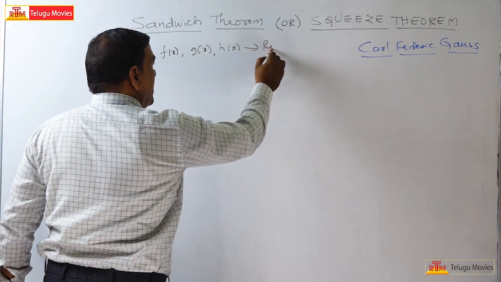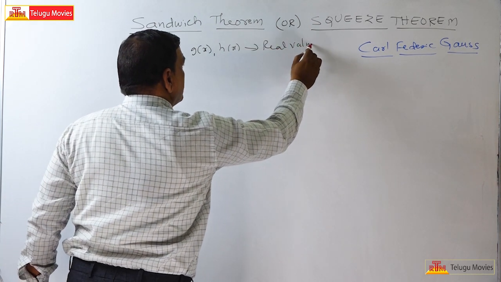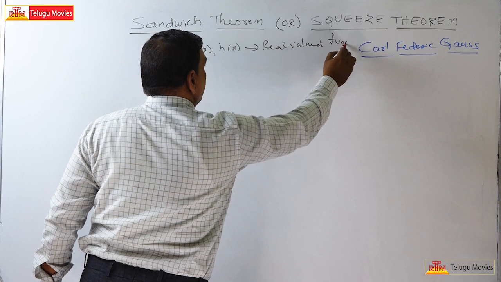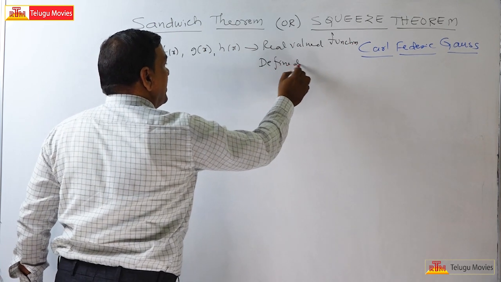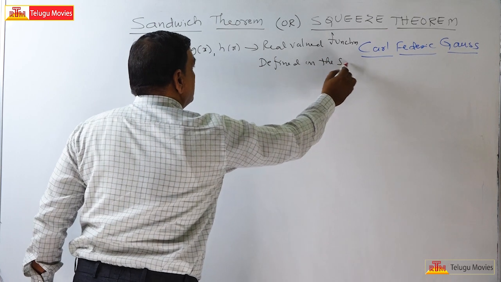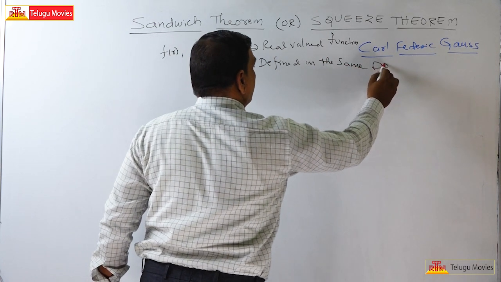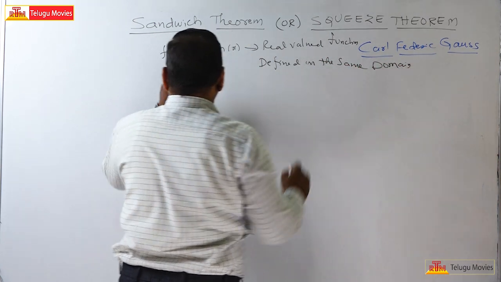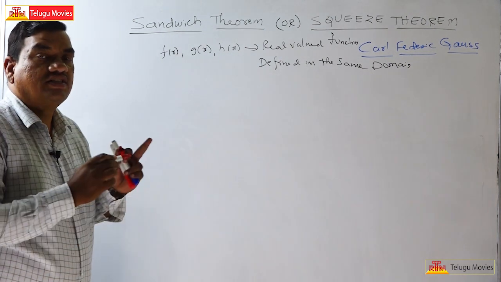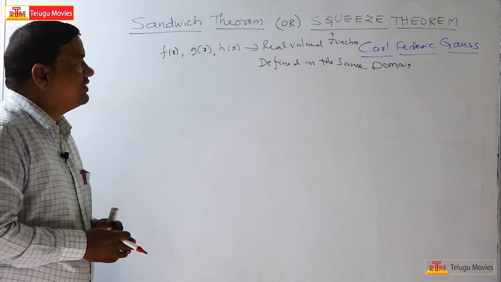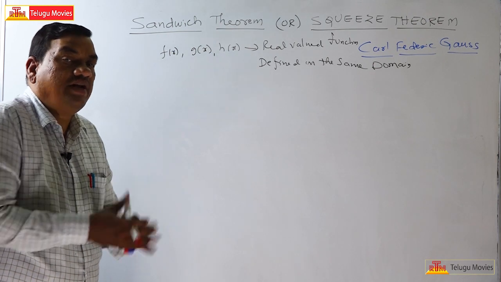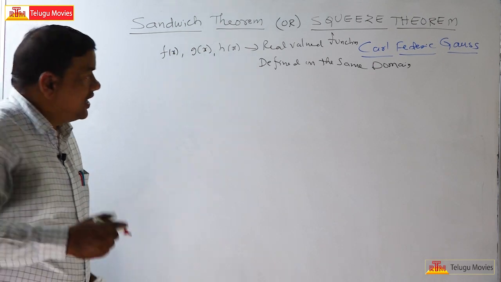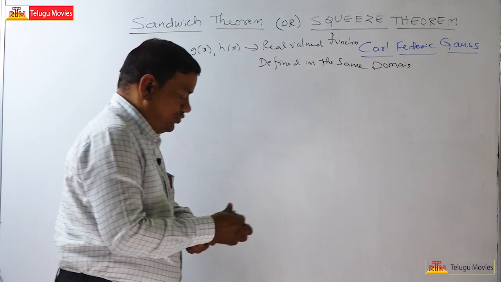They are real valued functions defined on the same domain, f of x, g of x, h of x. All these three functions are defined on the same domain. Let us say that graphically I will show you.